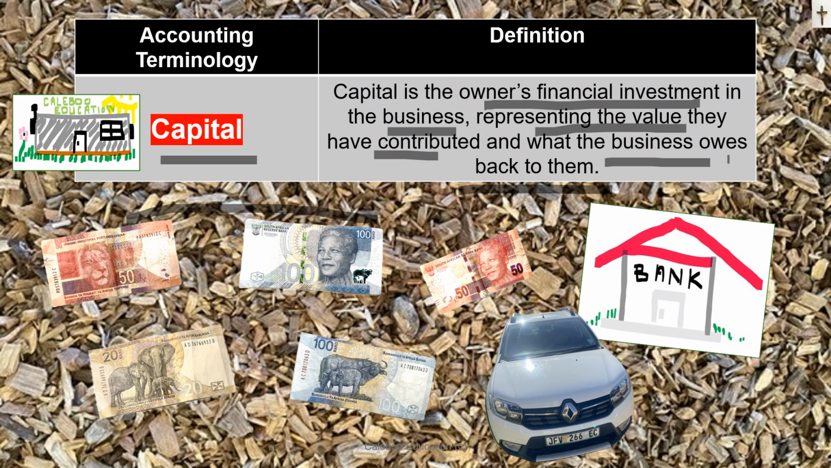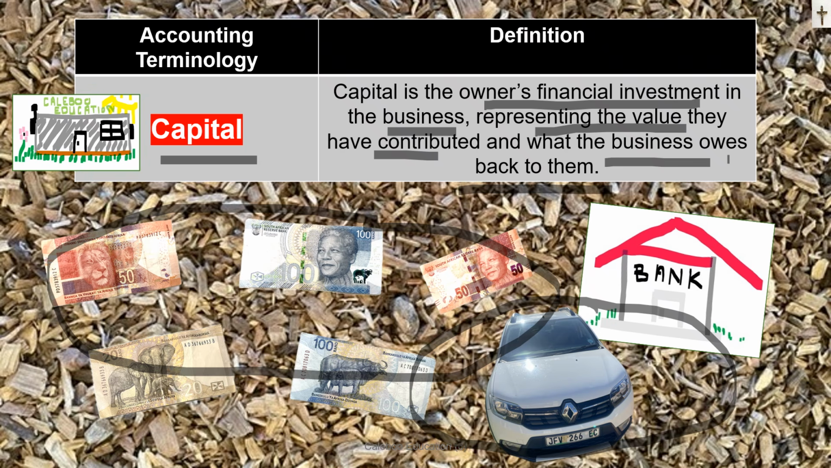So capital, the owner can put in cash. The owner can actually contribute a vehicle as a capital contribution. The owner can raise capital by lending money from the bank. So capital is what the owner puts into the business, and it doesn't always have to be cash.